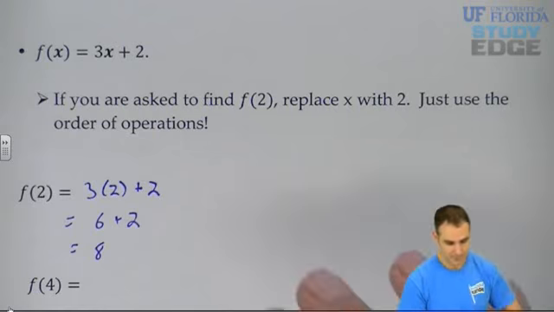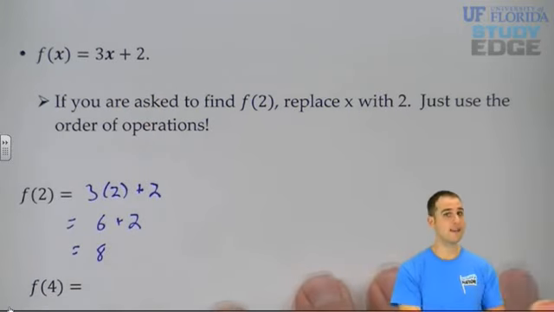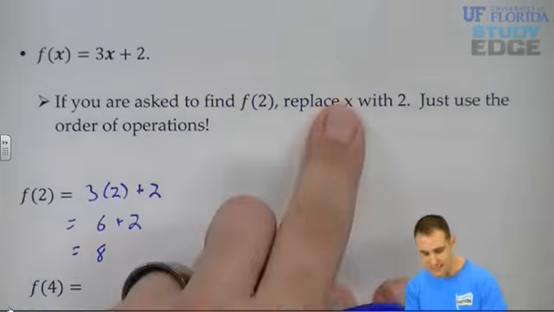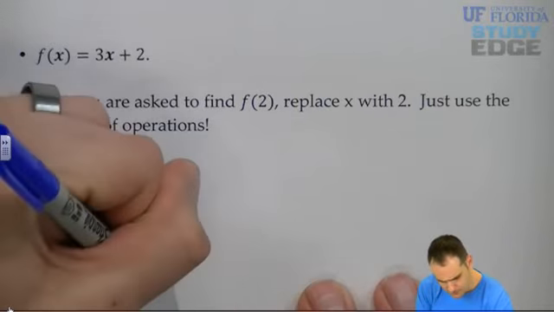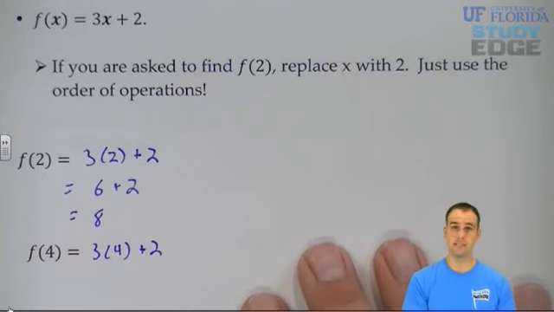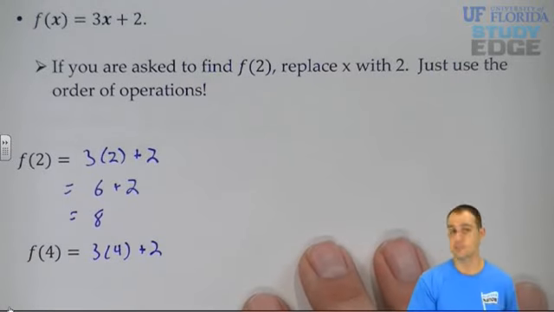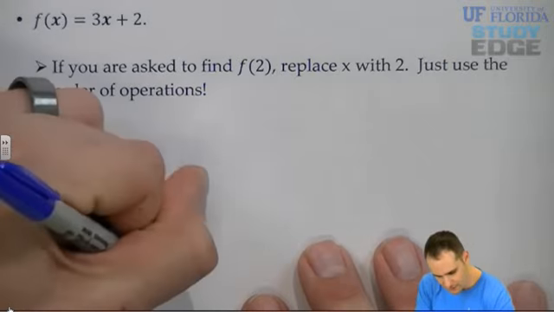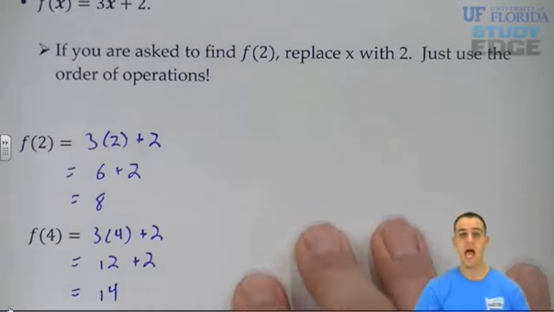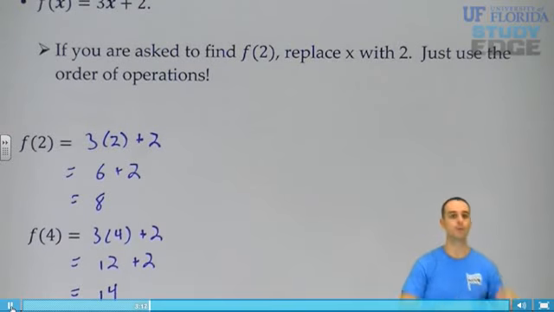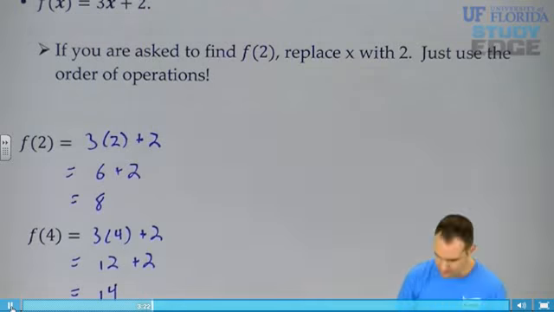Let's do another. Using the same equation, let's find f of 4, which means we're going to replace x with 4. 3 times 4 plus 2. Simplify with order of operations. 3 times 4 is 12. 12 plus 2 is 14. I input a 4, I output a 14. When x is 4, f of 4 equals 14.